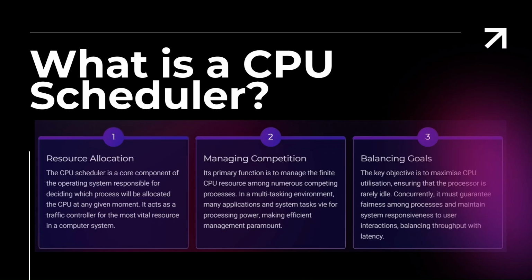What is a CPU scheduler? A CPU scheduler is responsible for deciding which process gets to use the CPU at any given time. Since a single CPU core can execute only one process at a time, multiple processes compete for CPU time. The scheduler manages this efficiently to keep the system smooth and responsive. Good scheduling improves system throughput, reduces waiting time, and ensures all processes get a fair chance to run, making multitasking possible on modern systems.